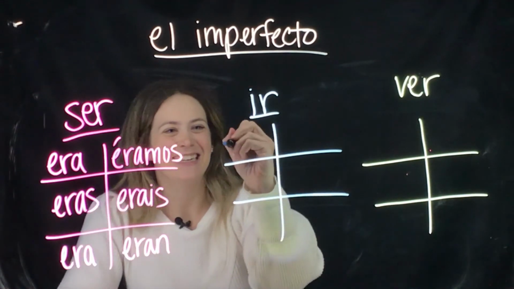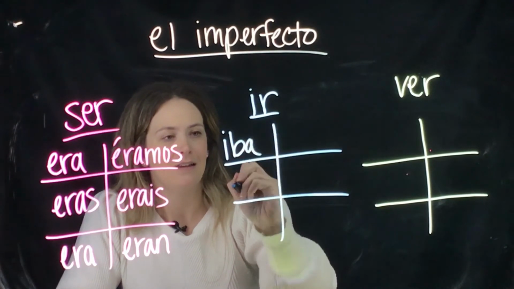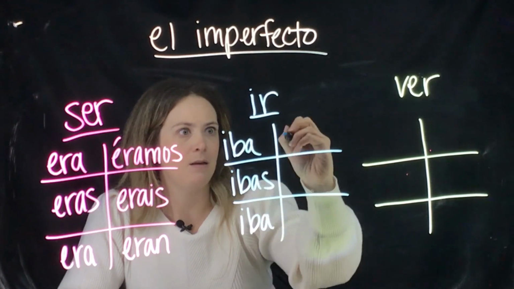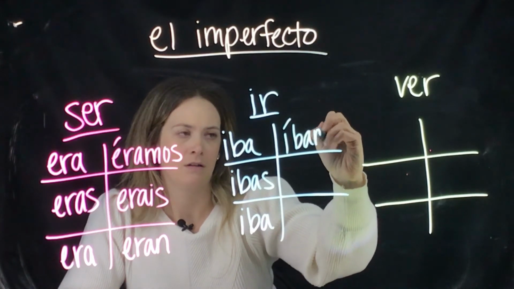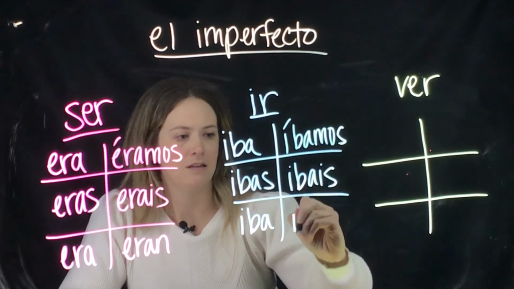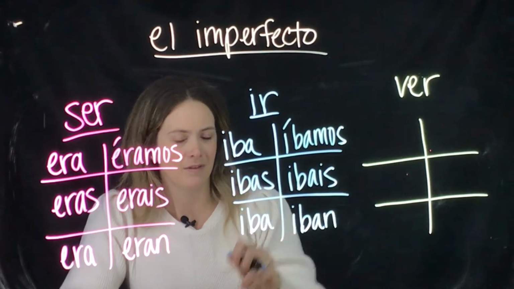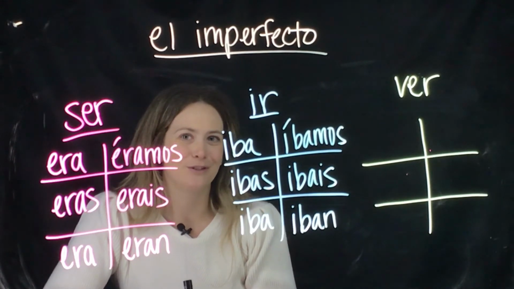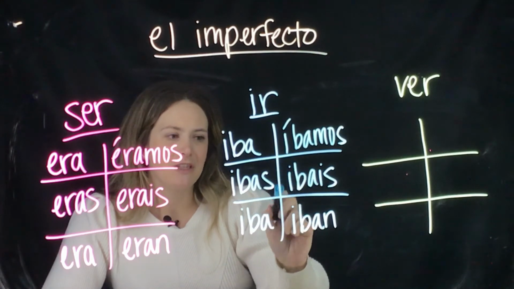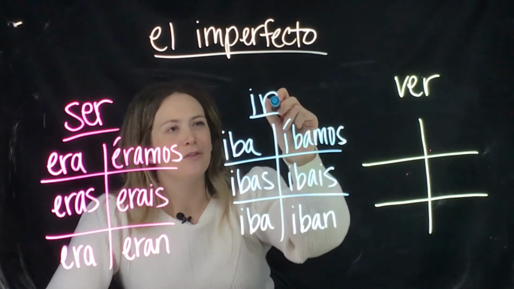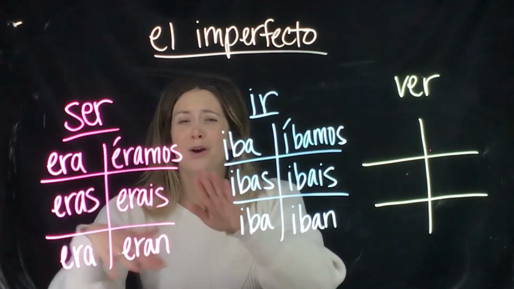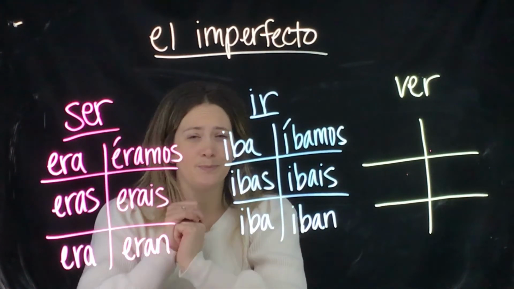Para ir, iba, ibas, iba, íbamos, ibais, iban. We'll give you a second to make sure that those are filled in correctly. Iba, ibas, iba, íbamos, ibais, iban. Please note, these are for the verb ir, to go, not IR verbs. Remember, IR verbs were those ER, IR endings that we just learned.